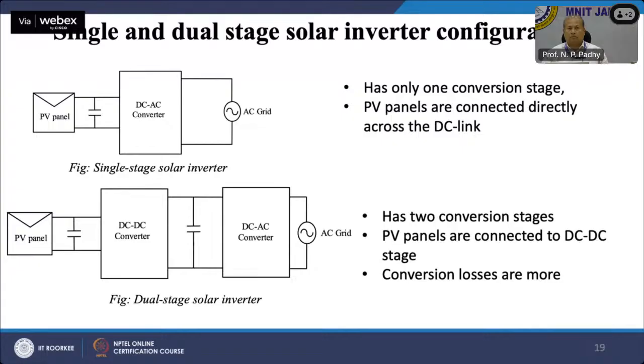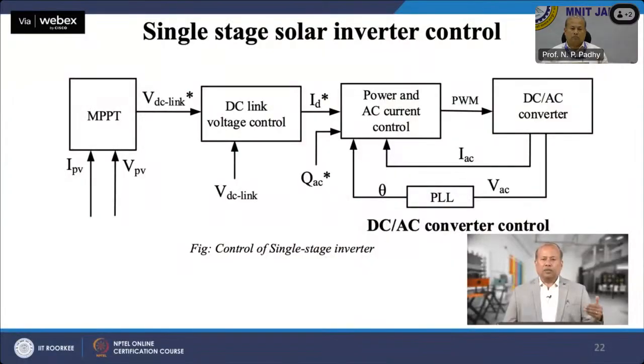In case of a dual stage conversion, first there will be a DC-DC stage to extract maximum power, followed by a DC-AC stage. For single stage conversion, the control system is shown here in the given slide, which consists of an MPPT stage followed by DC link voltage control and current or power control loops. Apart from these loops, the grid synchronization loop using a phase locked loop, the so-called PLL, helps in synchronizing the inverter with the grid voltage before feeding power to the grid.